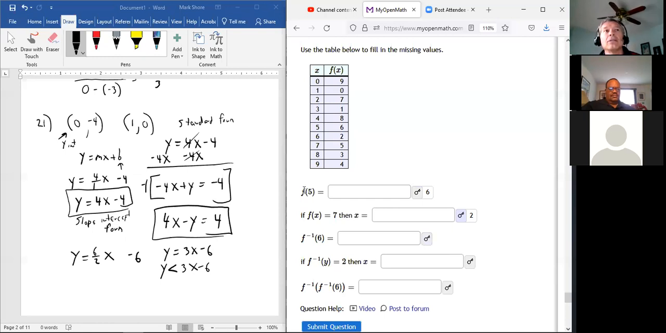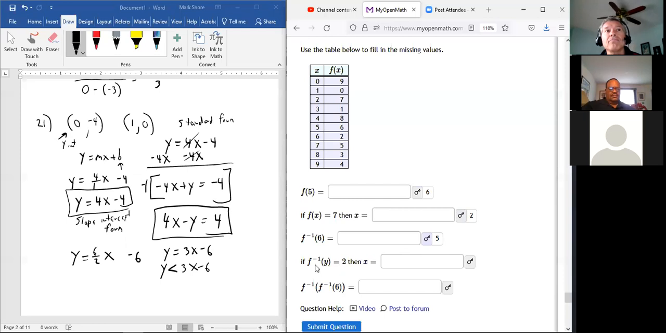Now f inverse goes the opposite way. Let's go to this one. F inverse of 5 up here means that the value inside the parentheses is your y value. When it says inverse, it means you're going the opposite way. You're putting the 6 in from over here. So looking for 6 over here, when we go back towards the left, we get 5. So this answer here is going to be 5.